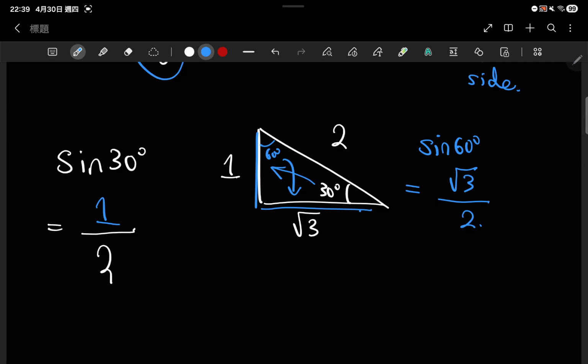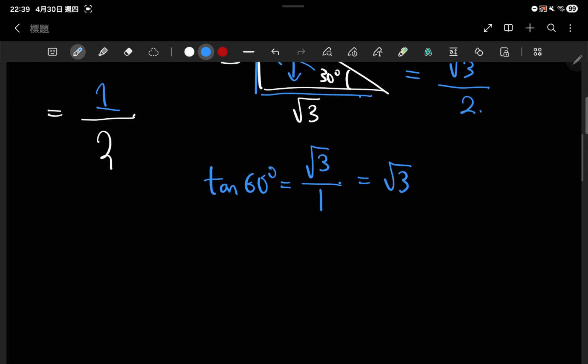Maybe you want to ask what is tangent 60? Tangent 60 is the opposite side over the adjacent side, right? So what is the adjacent side? It is 1, right? And root 3, so it equals root 3.